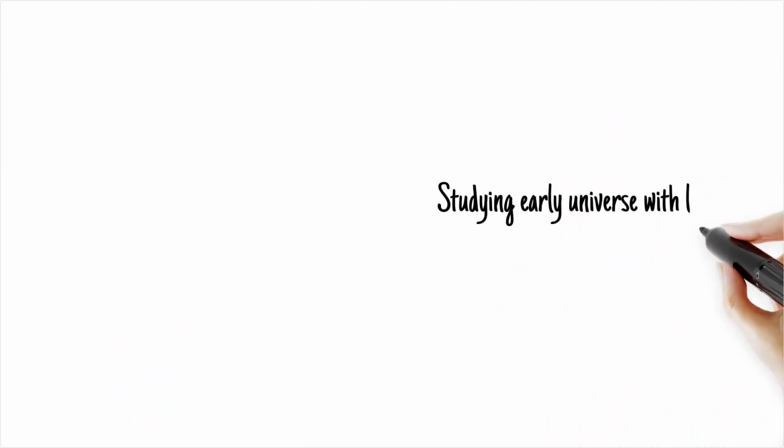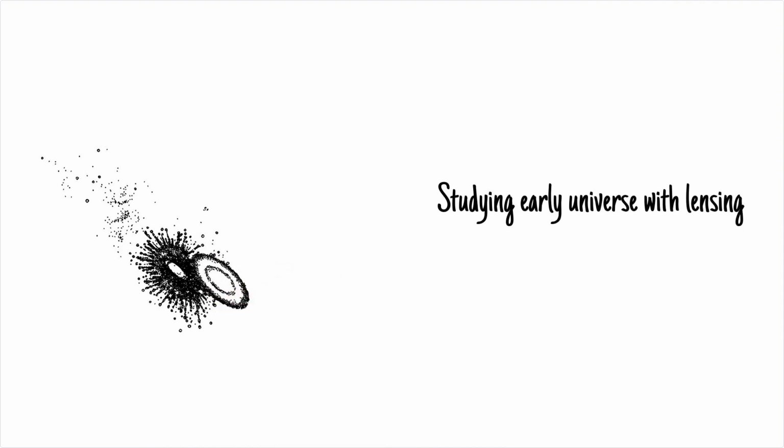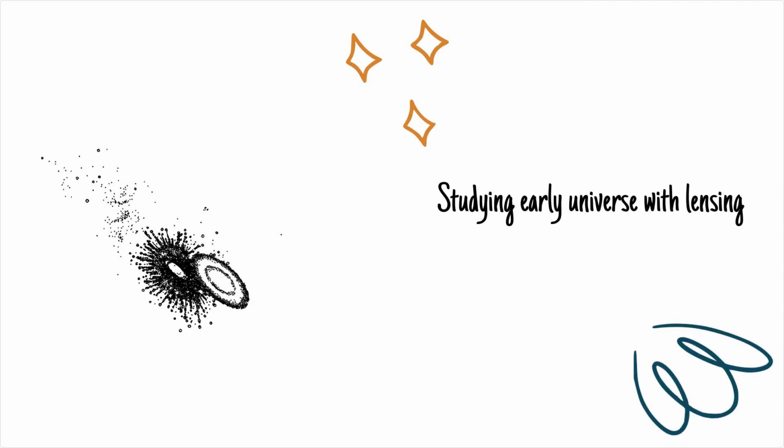Gravitational lensing allows astronomers to study galaxies from the early universe, shedding light on the formation of stars, galaxies, and the first elements. By analyzing lensed galaxies, researchers gain insights into the physical conditions during the universe's infancy, such as the reionization epoch.